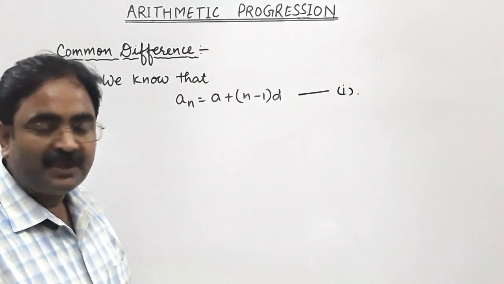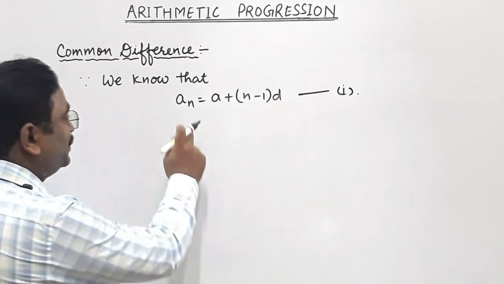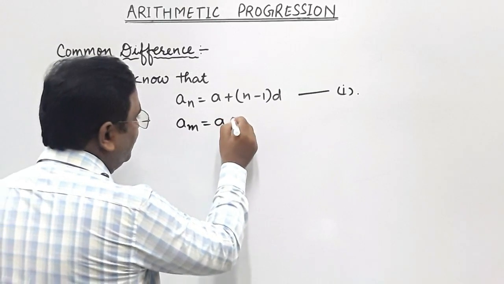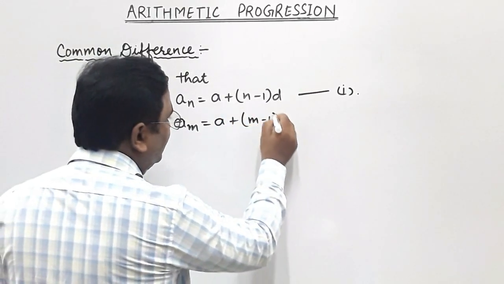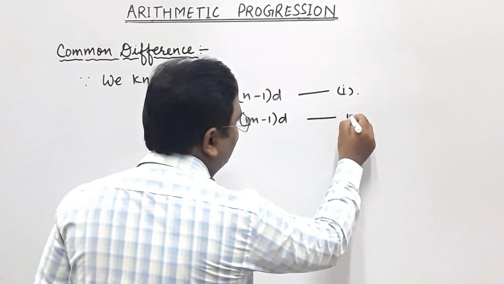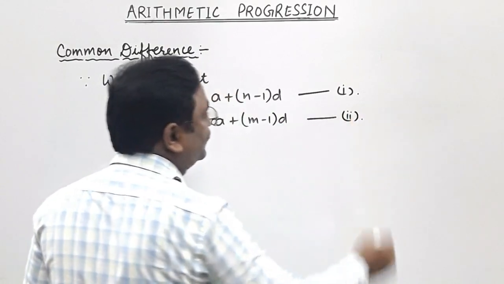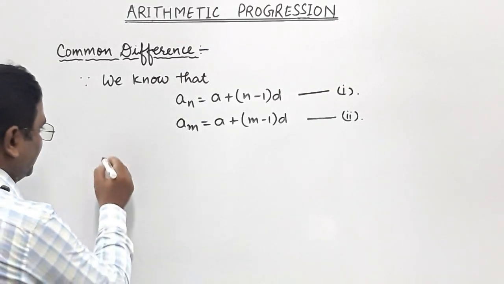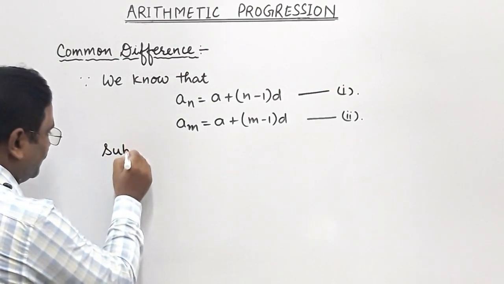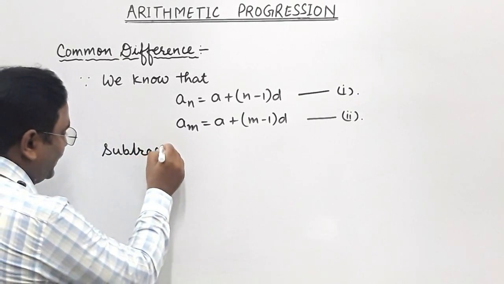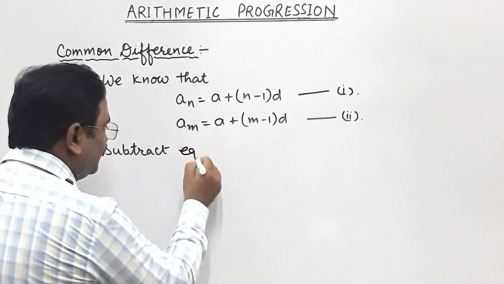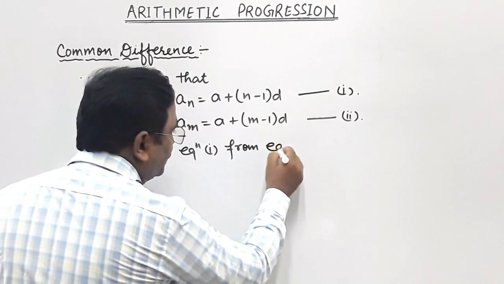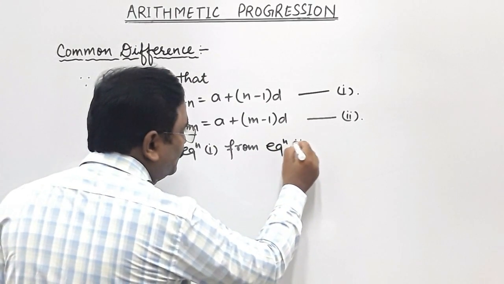Right, children? Now, based on this formula, you can write am is equal to a plus m minus 1 into d, and say this is equation number 2. Right, children? Now we are going to subtract equation 1 from equation 2.